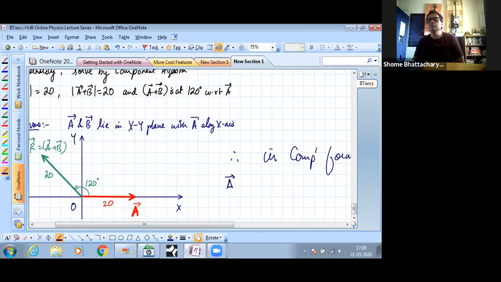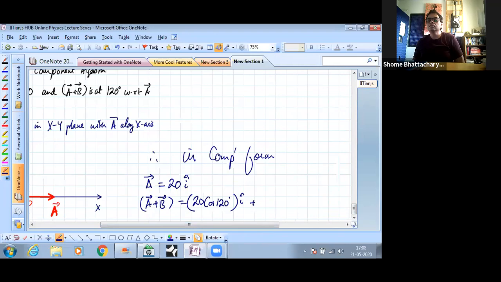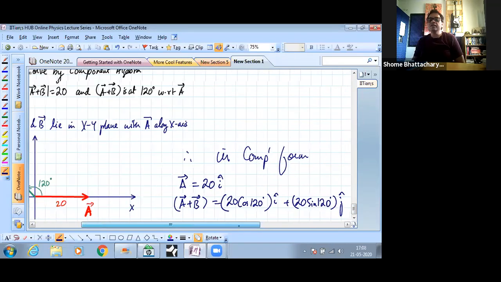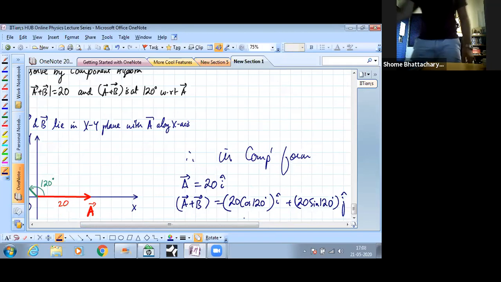The vector A will become 20 i cap. And what about the vector A plus B? It will become, now just use algebra. So this is 20 cos of 120 degrees. That is the x component. And 20 sine of 120 degrees. That is the y component. Okay. So just use this now to define A plus B. And then from that we can define the vector B by just subtracting it. Just excuse me for a moment, just work this out for me.